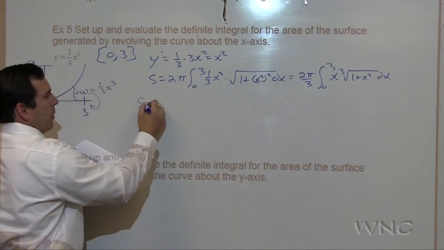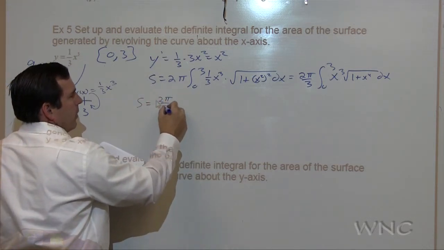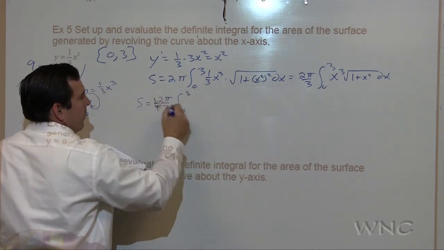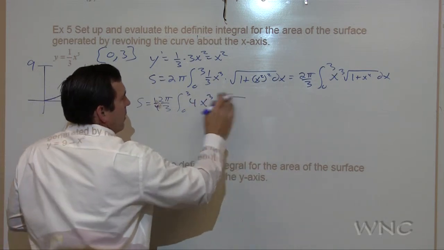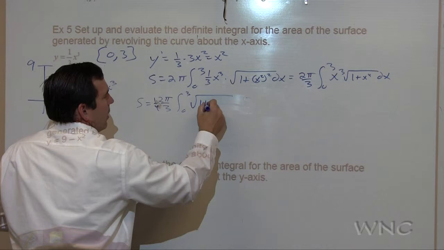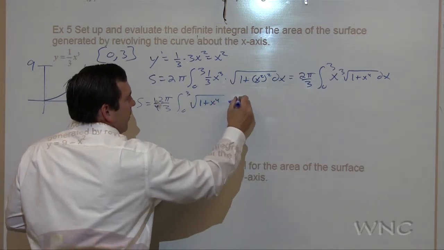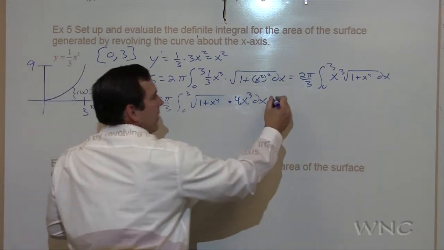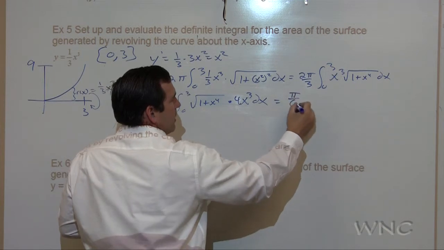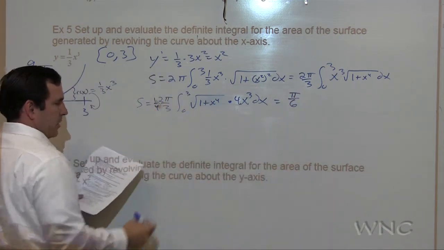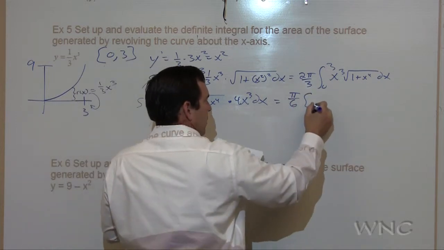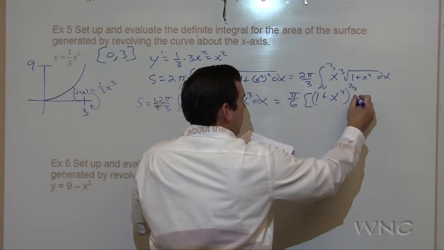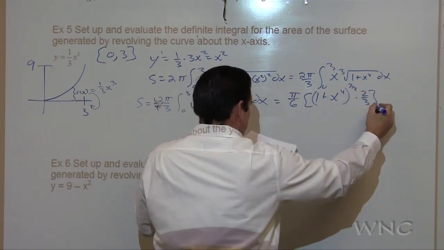We can treat this, let me go one step further. S is 2 pi over 3, integral from 0 to 3 of, I'm going to put a 1/4 out front and do a 4x cubed. Square root of 1 plus x to the 4th times 4x cubed dx. So the 4 cancels the 1/4. This gives me pi over 6. It's 2 pi over 12 is pi over 6 times 1 plus x to the 4th to the 3/2 times the reciprocal 3/2, which is 2/3, from 0 to 3.